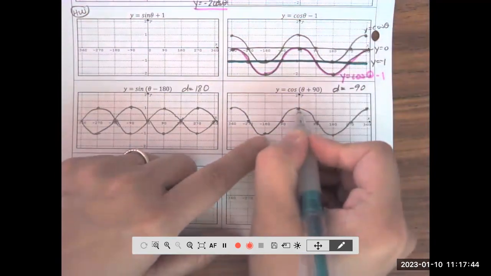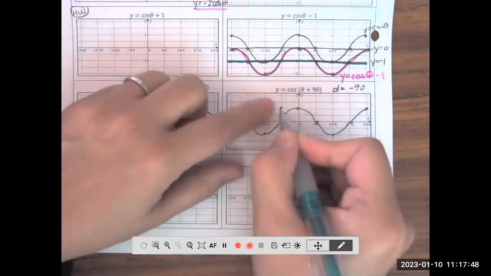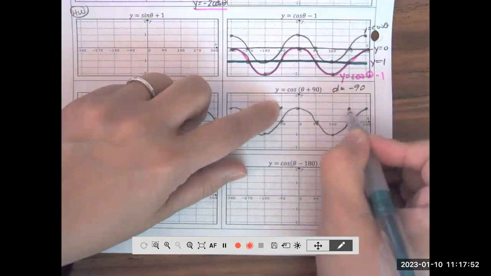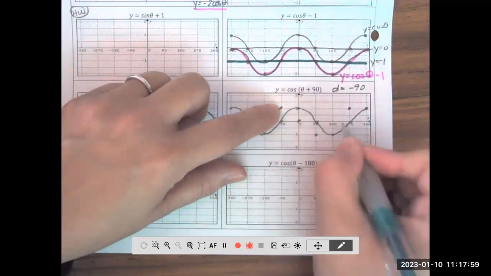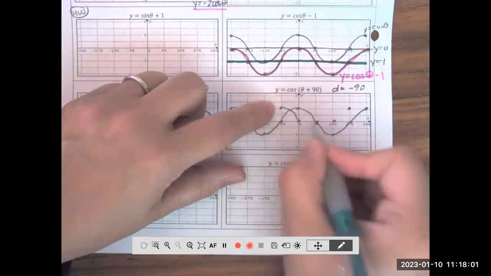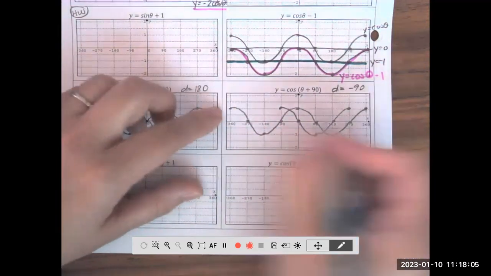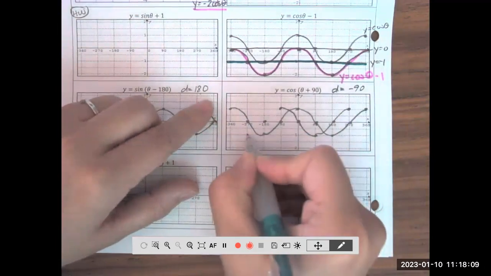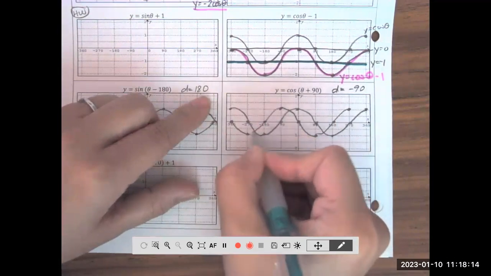So again, I'm going to take my starting point, phase shift 90 degrees. So that means my end point is going to phase shift 90 degrees. Now, you can either do what we did before: beginning, end, middle, first quadrant, third quadrant. I feel comfortable doing that. Or you can literally take every point and move it 90 degrees. Whatever you feel comfortable with.